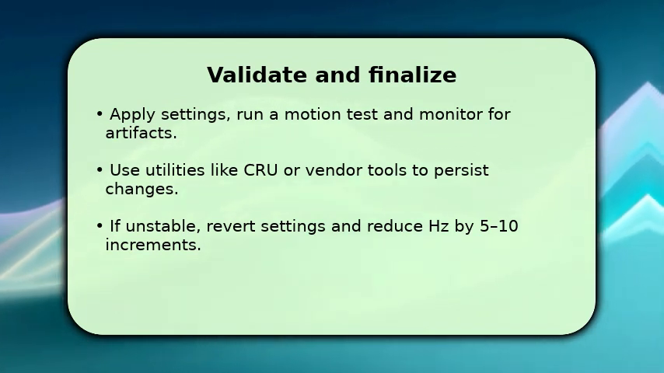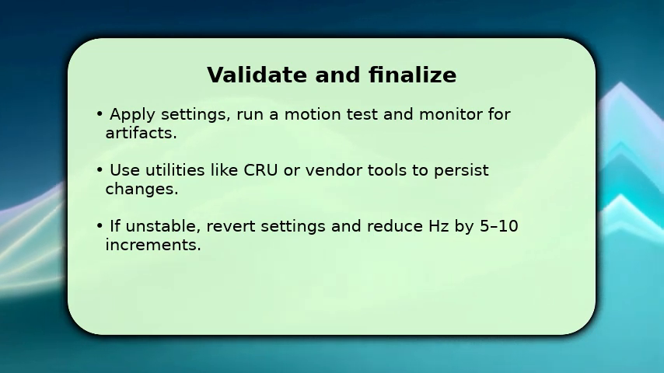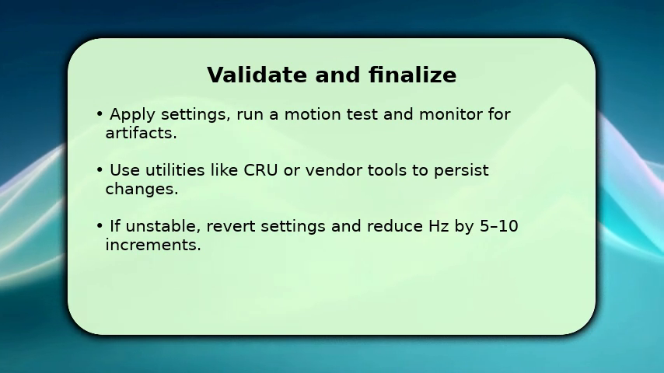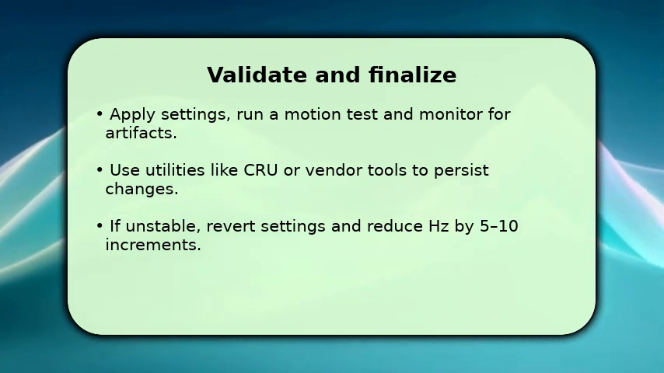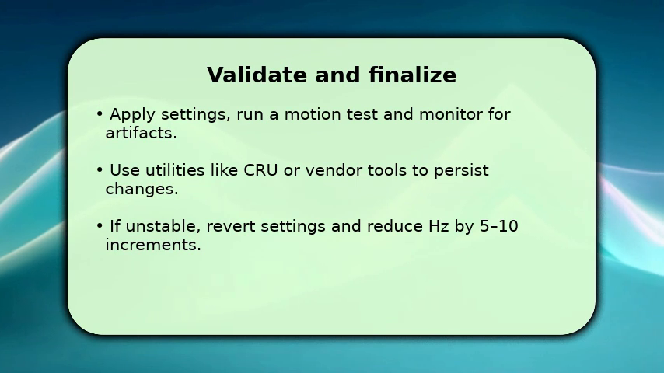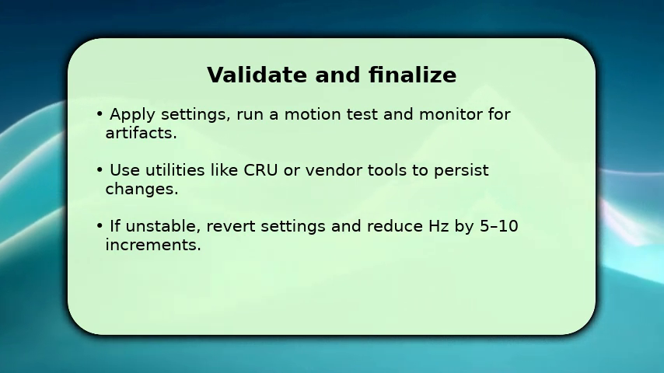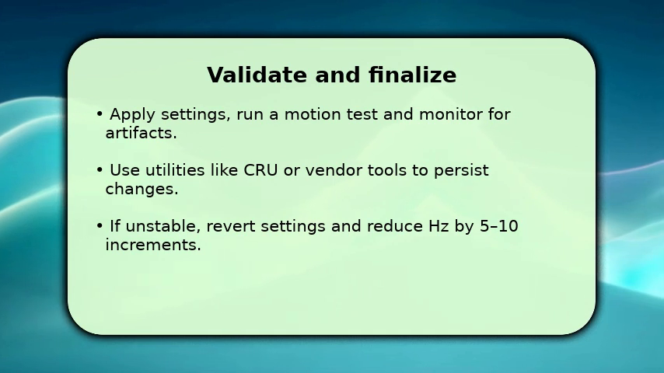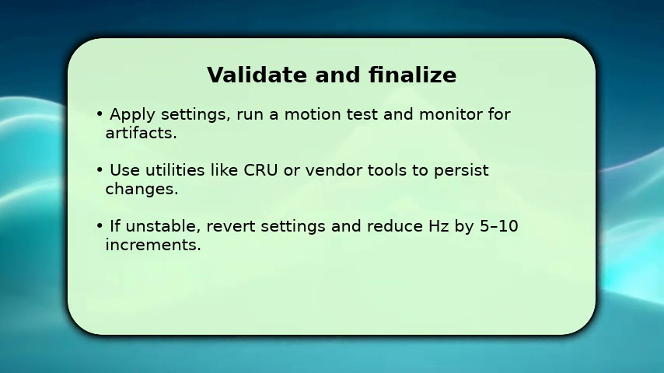Use a utility like CRU or the GPU control panel to make changes persistent, then reboot and recheck. If you see instability, revert immediately and lower the refresh rate in 5 to 10 Hz steps, because incremental rollback prevents damage. Troubleshooting tip: if the screen goes blank, wait 30 seconds for edit fallback or boot in safe mode to restore defaults.